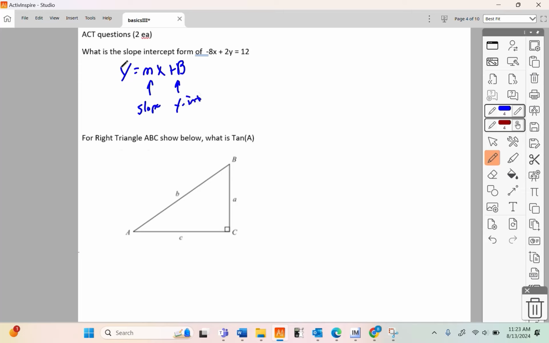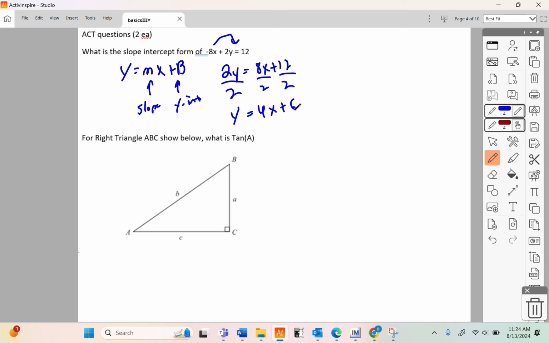So we've got to make this look like y equals mx plus b. That's the goal. We want a y. So we're going to add 8x to both sides. 2y is 8x plus 12. We're going to divide by 2. And we're going to have y equals 4x plus 6. That is the slope-intercept form of that line.